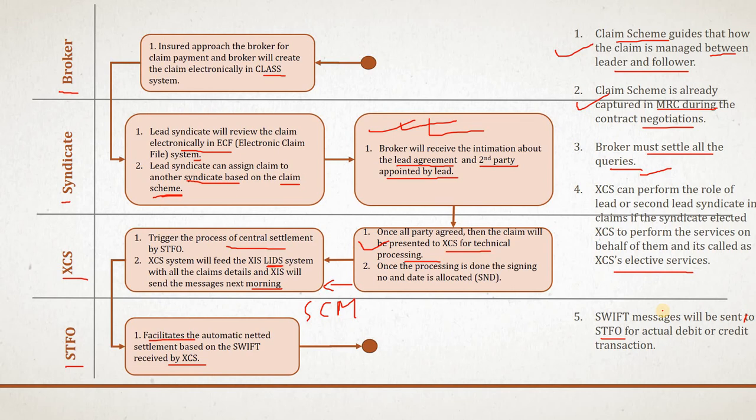But before sending the SWIFT message, the STFO will first send the debit note to the bank, and the bank will confirm that their client can honor the payment. And then once the confirmation is received by STFO, STFO will send the SWIFT file back to the bank, and the bank will actually do the transaction and the money will change accounts, as I said earlier.